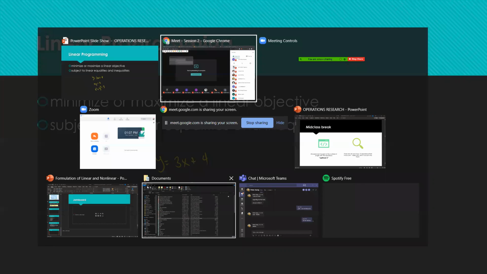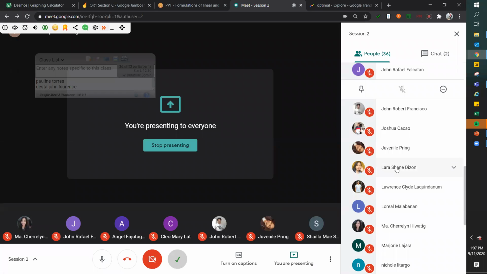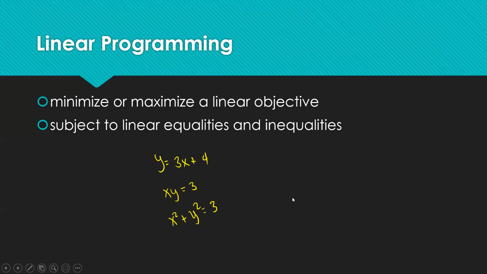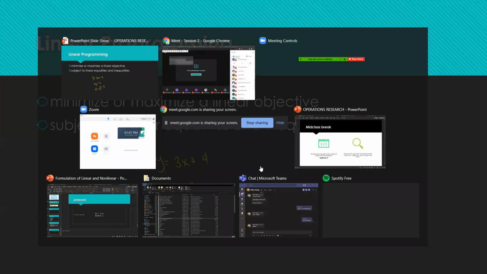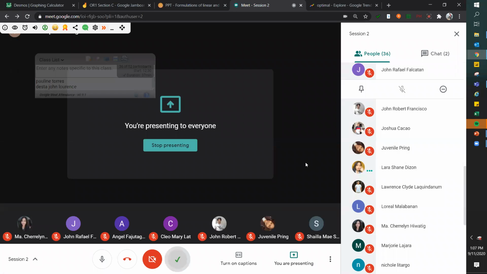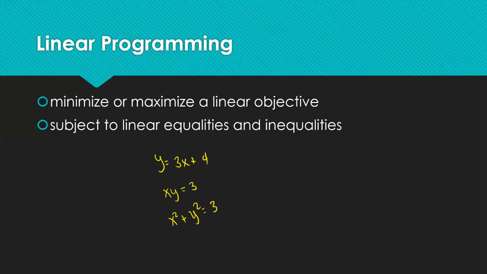Okay, so maybe I'll be asking someone. Lara Shane Dison. So, Ma'am Lara, pakinig po ako. Okay, good. So, identify lang natin which of the three ay ang linear versus non-linear. So, once again, pag linear, it can be represented by a line or it can be drawn in as a line.